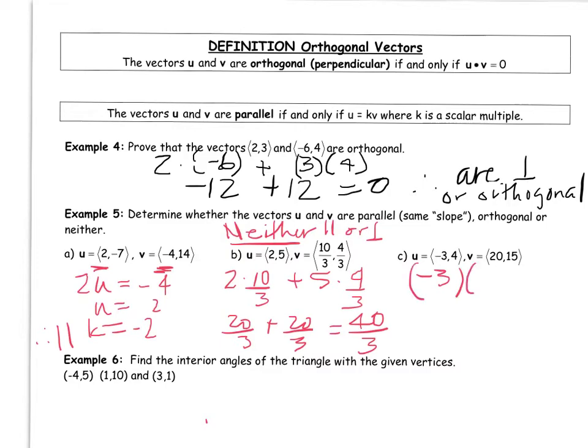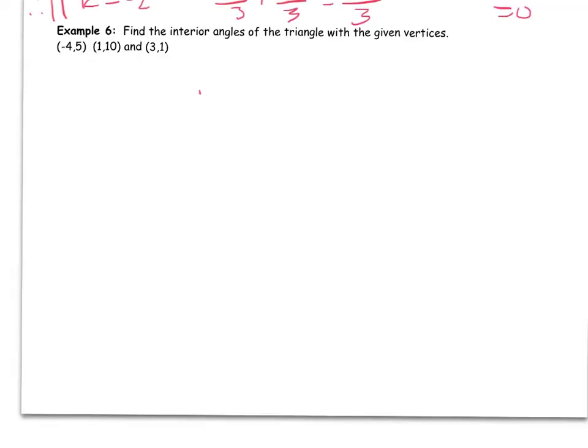-3 times 20, I'm going to add that to 4 times 15. Well, -3 times 20 is -60. 4 times 15 is 6... Oh, I'm saying one thing but writing something else. 4 times 15 should be 60. So their dot product is 0. Therefore, these two vectors are perpendicular.